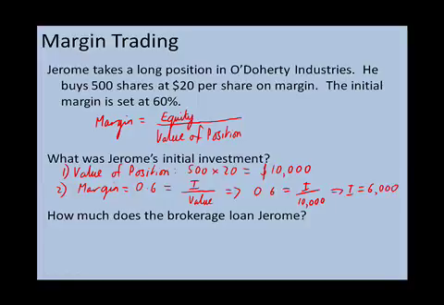How much did the brokerage loan Jerome? Well, the loan was equal to the value of the position, 10,000, minus Jerome's investment, which was 6,000. So the brokerage loaned Jerome $4,000.